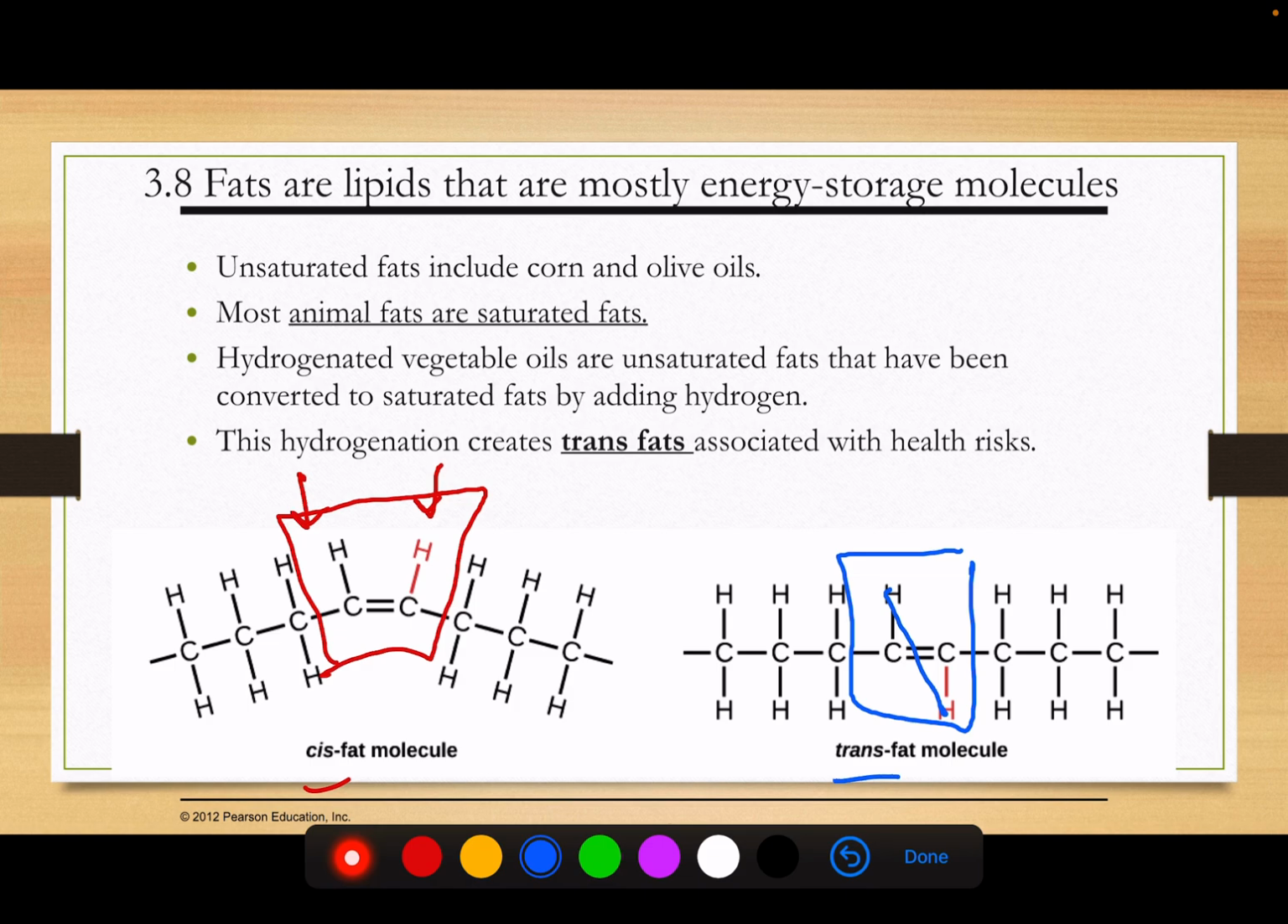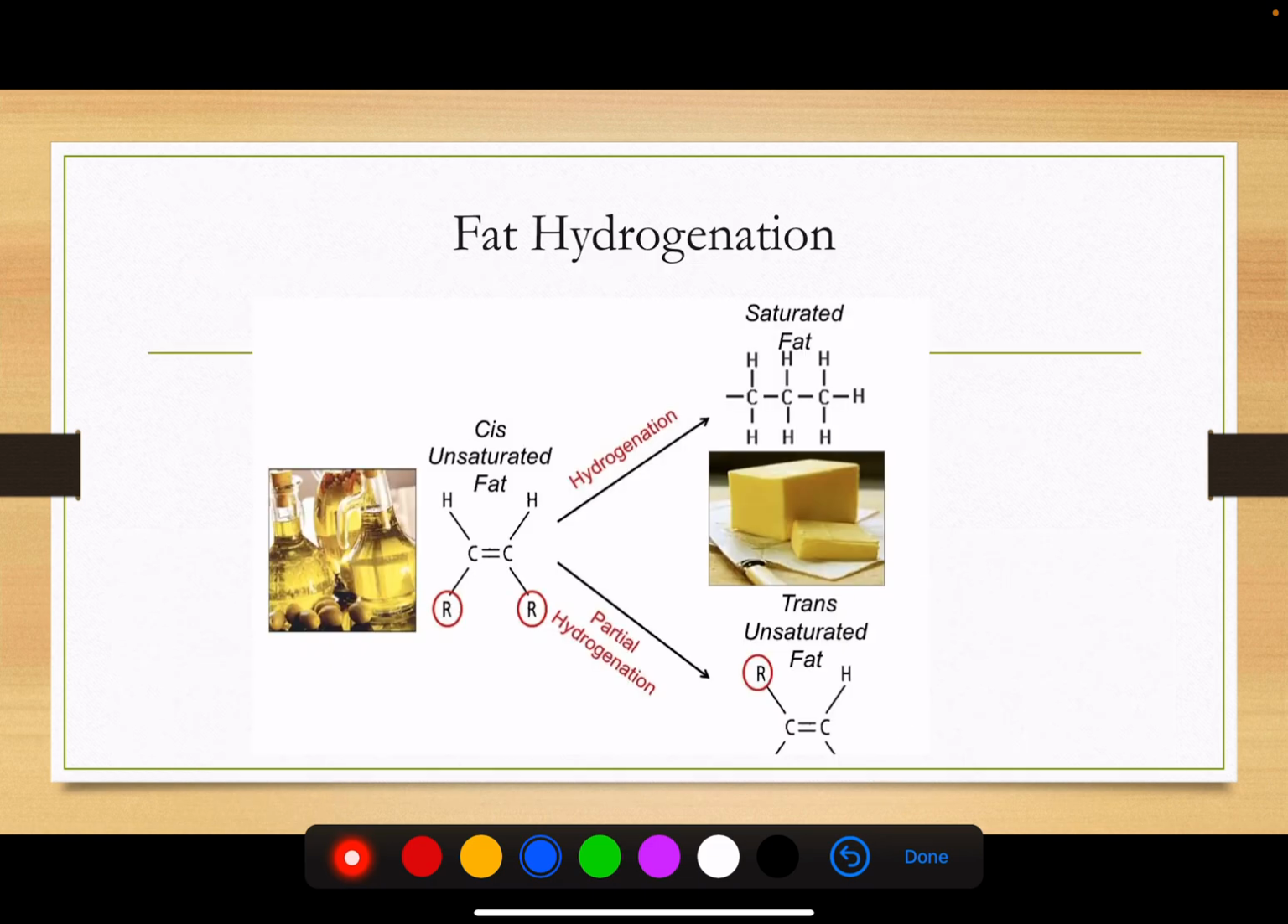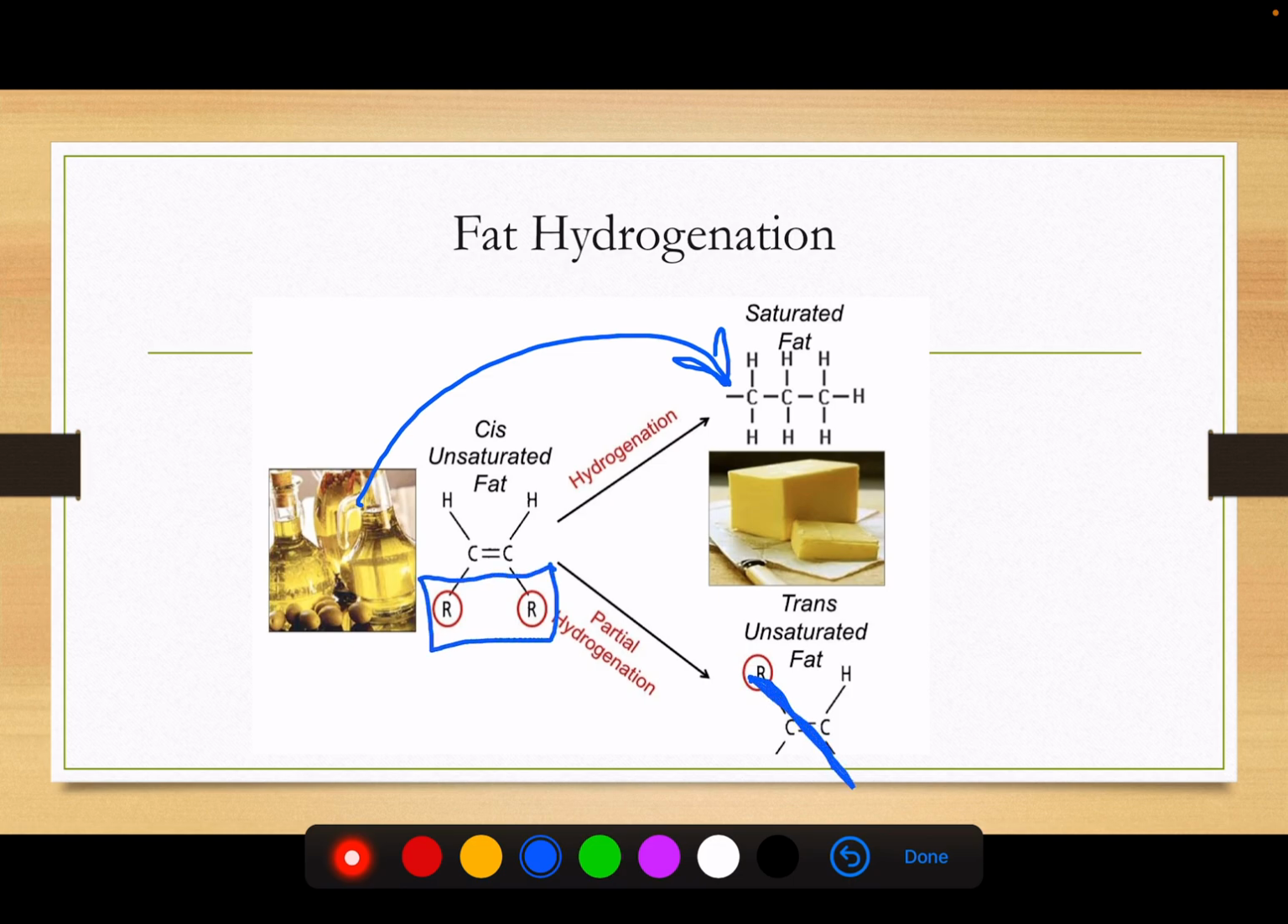When we talk about cis and trans, trans fats are bad. And I'm going to talk a little bit more about this. So what happens is we take our liquids, which have those double bonds, and we add hydrogen to them so that we can get to a more solid substance. This is called hydrogenation. What happens is we don't get full hydrogenation. We get some partial hydrogenation. And when we do that, we end up taking what was cis and turning it into trans.